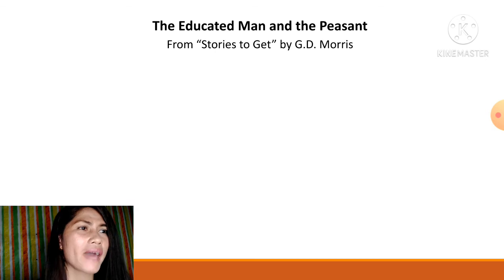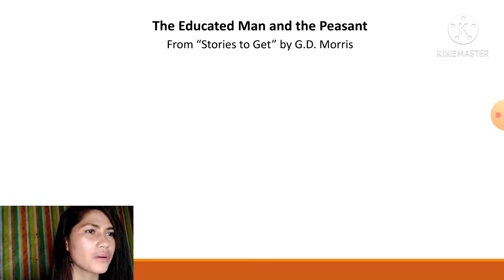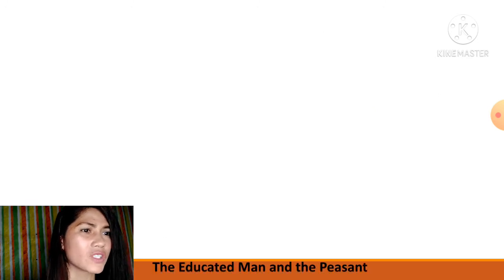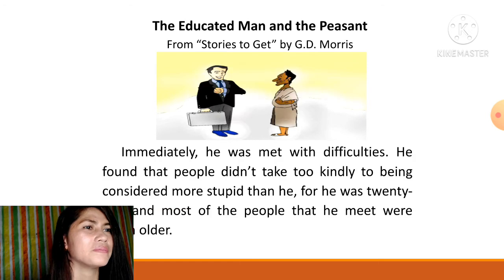The Educated Man and the Peasant. From Stories to Get by G.D. Morris. Once upon a time, there was a young man from Bucharest who had just finished university. He was proud of his knowledge and smart, and so decided to leave the big city and make his way teaching peasants in the countryside.